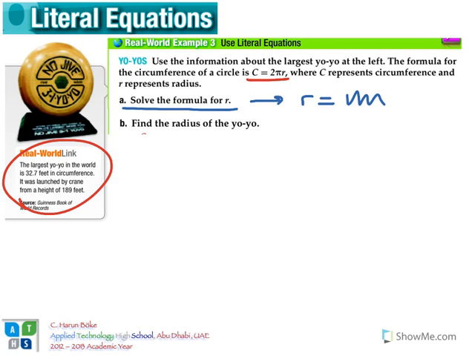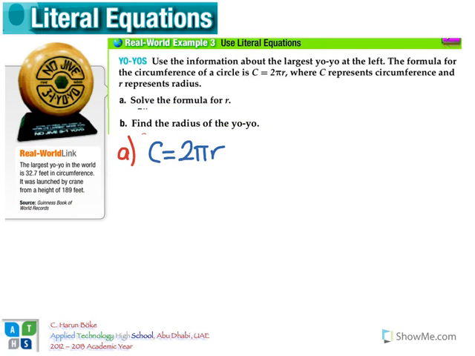Alright? And then in part B, find the radius of the yo-yo, meaning we will find the radius of this yo-yo using the information here. We are going to substitute the values in the right hand side and find the radius. Okay, let's solve the problem.